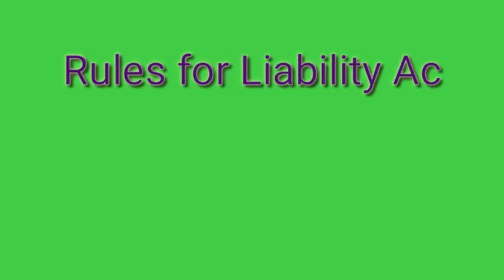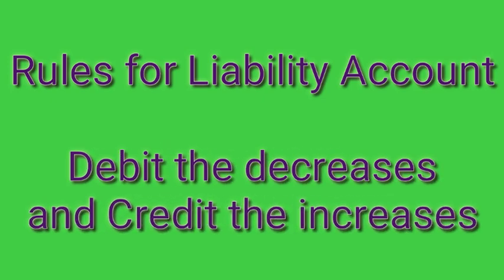The second one is liability account. When the liability is increasing you have to credit, and when it is decreasing you have to debit. So debit the decreases and credit the increases.